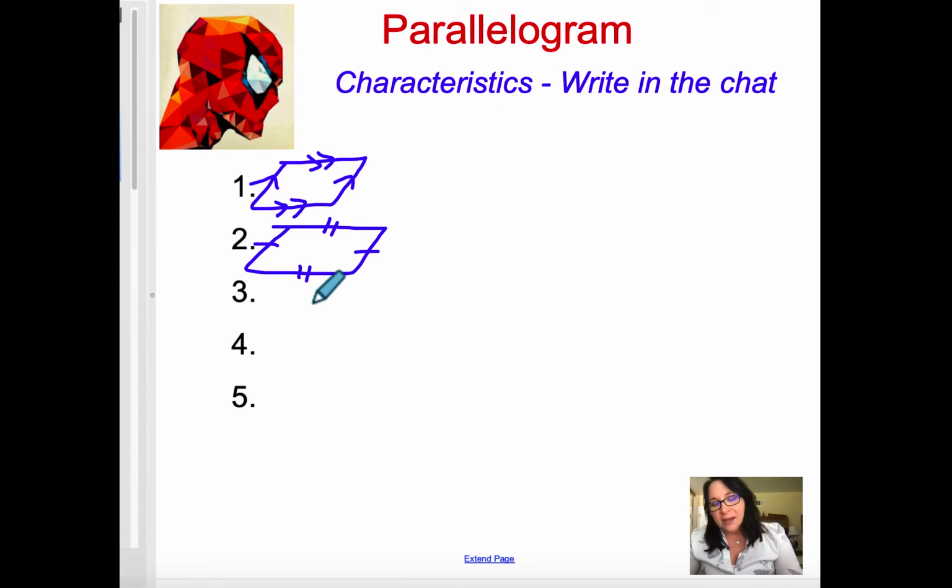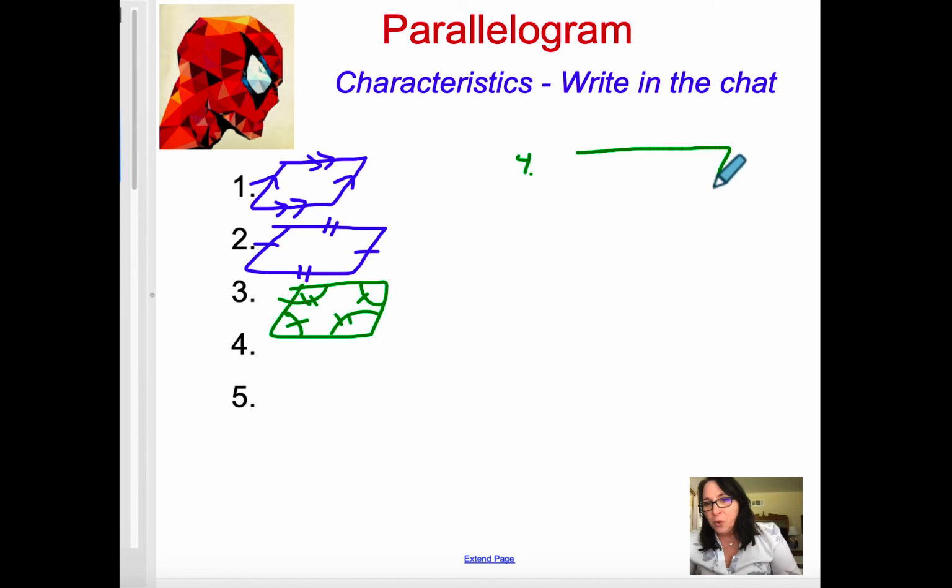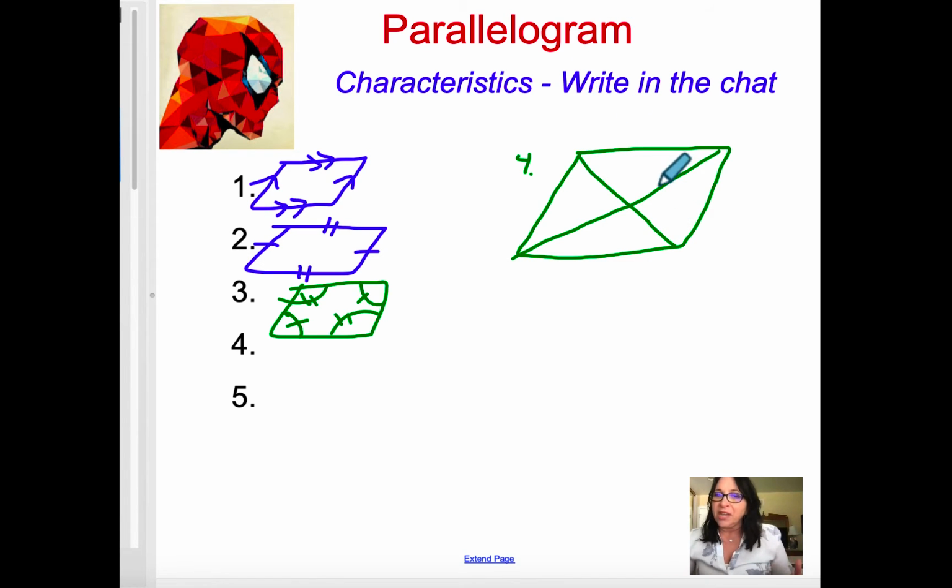Number 3, for a parallelogram, and let me draw another one, is that both pairs of opposite angles are congruent, so that's equal to that. And I'll put number 4 up here. For number 4, the diagonals in a parallelogram, both of them, bisect each other. Now, they're not the same length, but they do bisect each other. So that length is the same as that one, and this length is the same as that one. They cut each other in half.